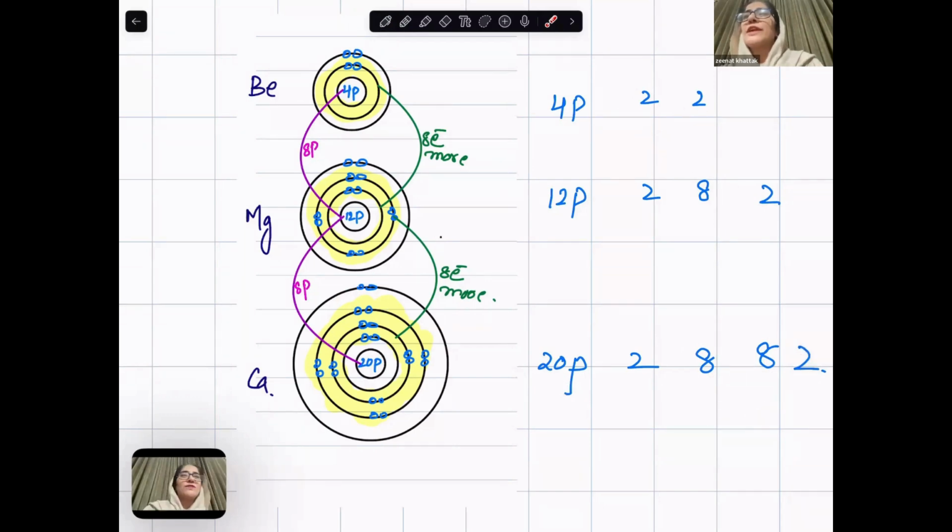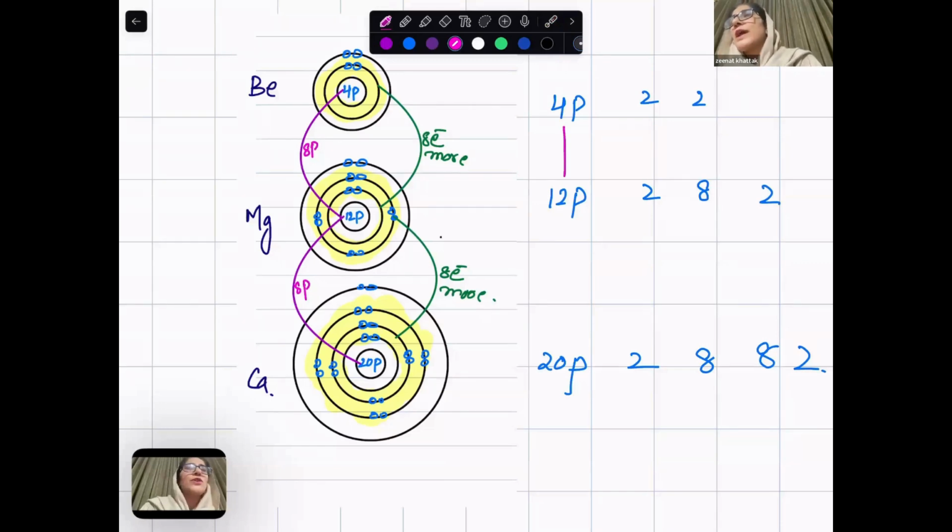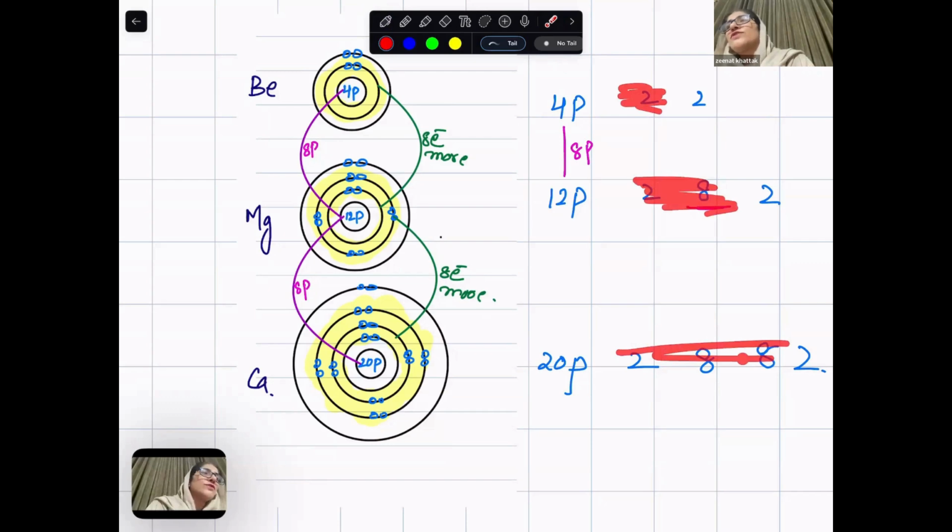Now, you can see how many protons are getting more. 4 to 12, 8 protons. And you can see 8 electrons are also more. Are these valence electrons? No, these are shielding electrons. This is shielding, this is shielding, this is shielding.